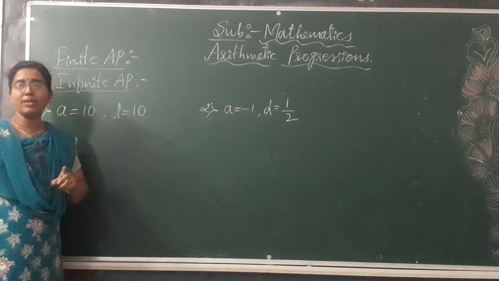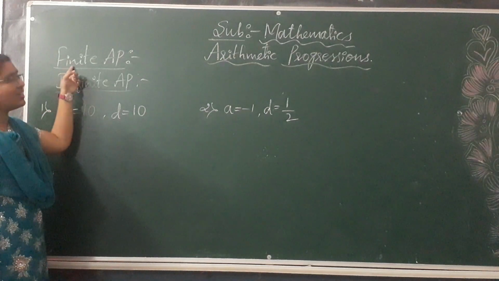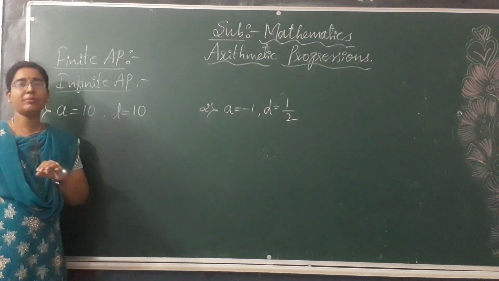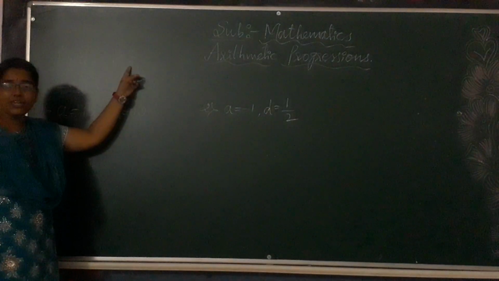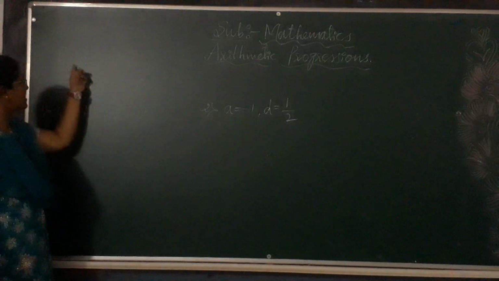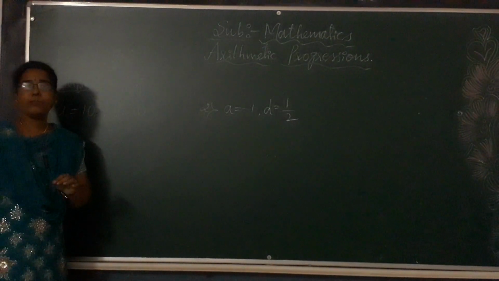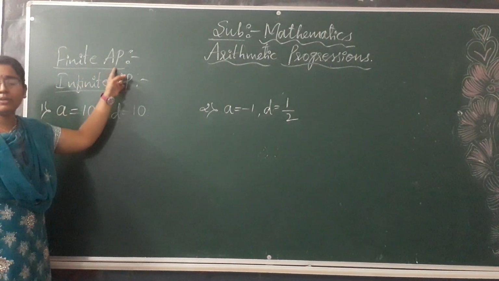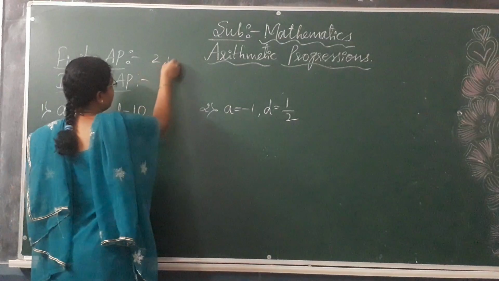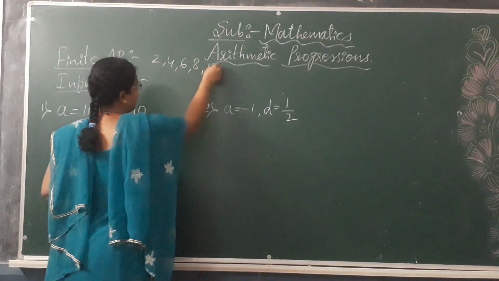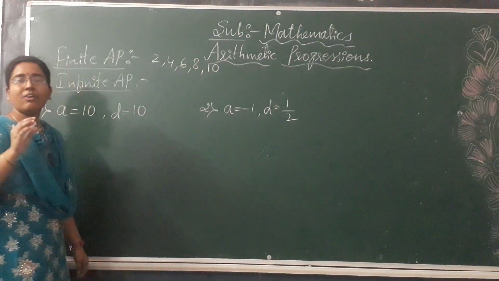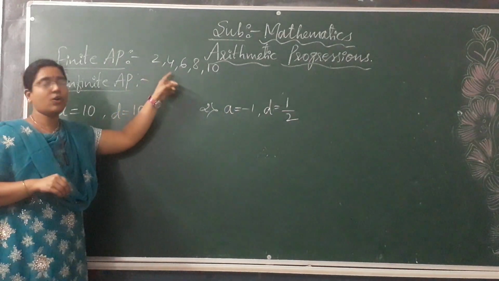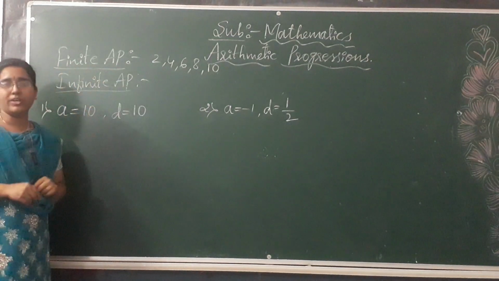AP means arithmetic progression. Already we know the meaning of finite. Finite means countable numbers. Those countable numbers we will use in arithmetic progression. That's why we call it finite AP. An AP consisting of a finite number of terms is called a finite arithmetic progression. Example: 2, 4, 6, 8, 10. In this series only 5 terms are there. We can count this series. That's why we call this a finite arithmetic progression.